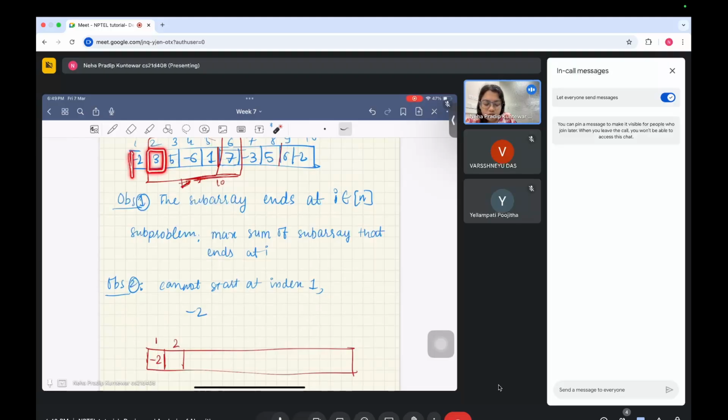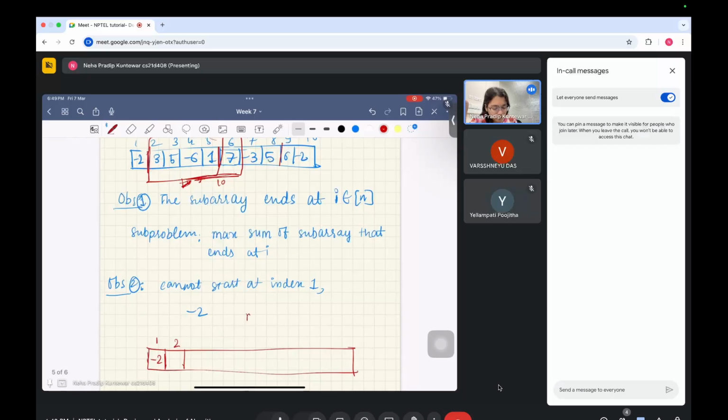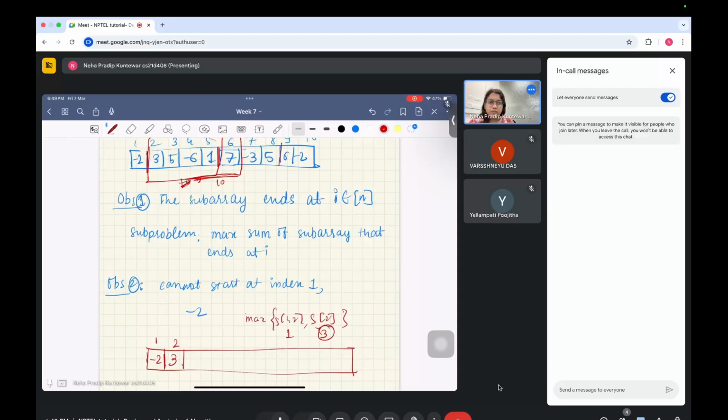If it's 1 comma 2, the sum is 1. And if it is simply the subarray of 2, then the sum is 3. So we are looking at the maximum of the sum of the subarray 1, 2 and simply the subarray 2. Sum of 1, 2 is 1, sum of 2 is just 3. So which is the maximum one? It is 3. So I'll write 3 here.